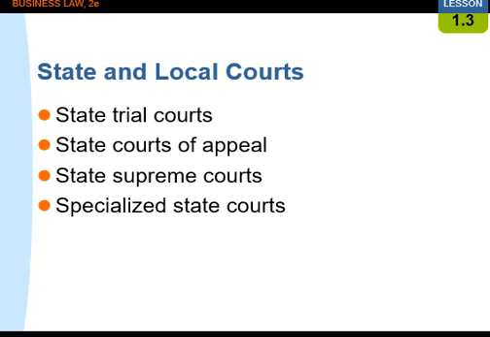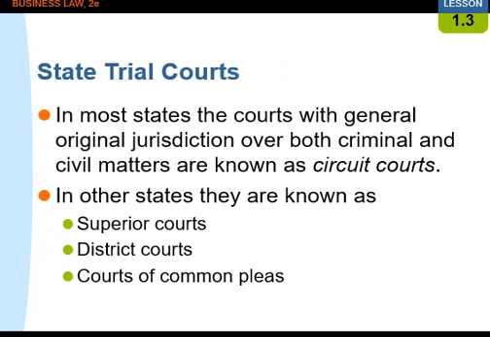1. State trial courts. 2. State courts of appeal. 3. State Supreme Courts. 4. Specialized state courts. In most states, the courts with general original jurisdiction over both criminal and civil matters are known as circuit courts. In other states, however, they are named superior courts, district courts, or courts of common pleas. Regardless of their title, they are the courts of record of the state system.